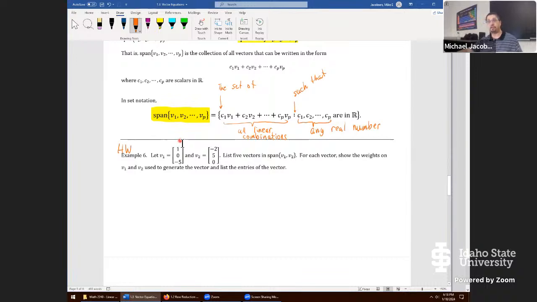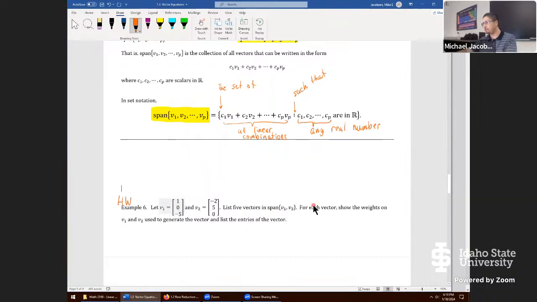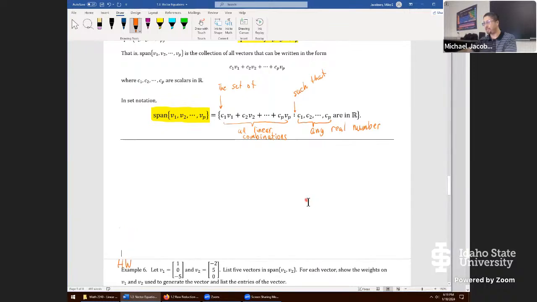We have 2 vectors, they're in R3. We want to list 5 vectors in the span of v1 and v2. For each vector, we'll show the weights on v1 and v2 used to generate the vector and list the entries of the vector. So that's the whole statement of the problem, the way it was written in your book as well. If we want another page, let's just move it over here real quick.